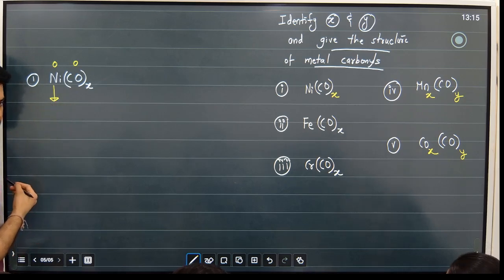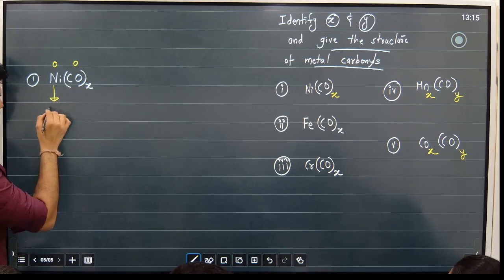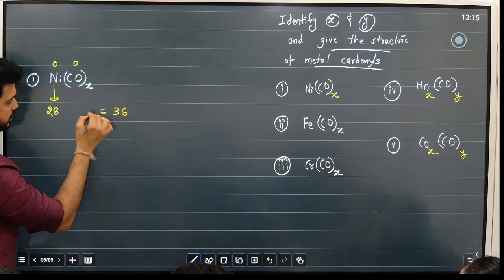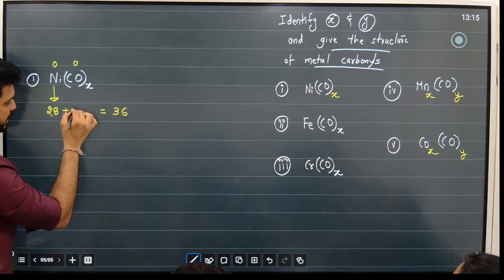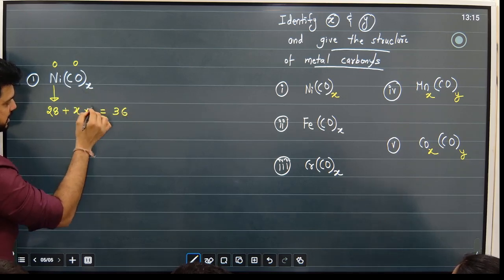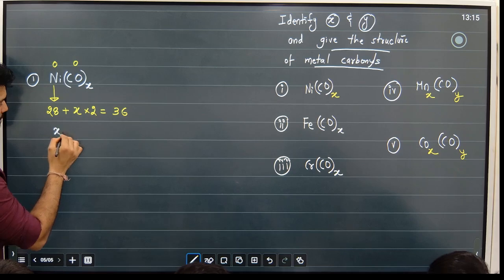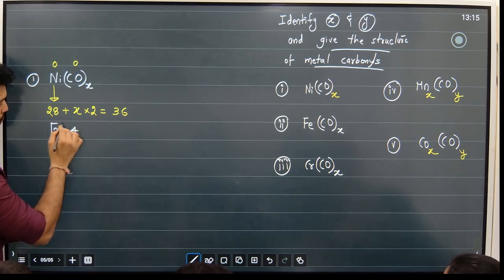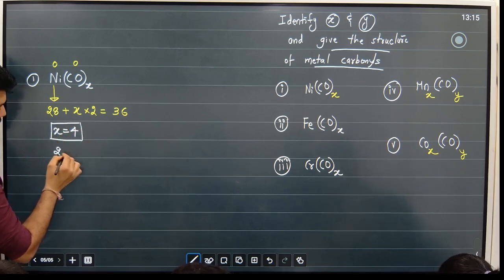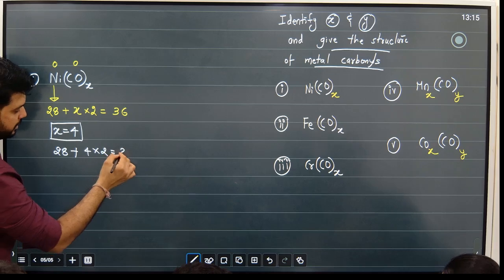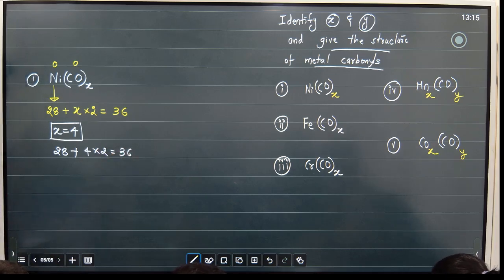And what is the atomic number of Ni? 28. So number of electrons here is 28. We know that for EAN it has to reach 36. So how much will X be? Considering this is a monodentate, excellent. X will be 4. Because 28 plus 4 into 2 is going to be 36. Did you get that? And what is the geometry, people?